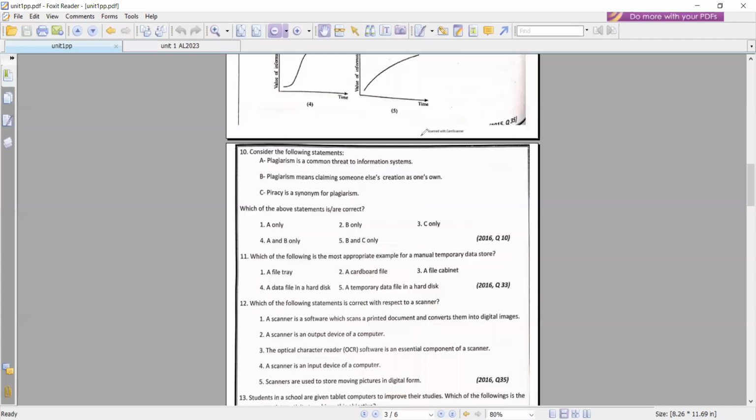Then, piracy is a synonym for plagiarism. No, it is not a synonym, right? It is not a synonym. So we'll see the answers. Most of you have put the second answer here, right? So the second one is the correct answer. Okay, right?